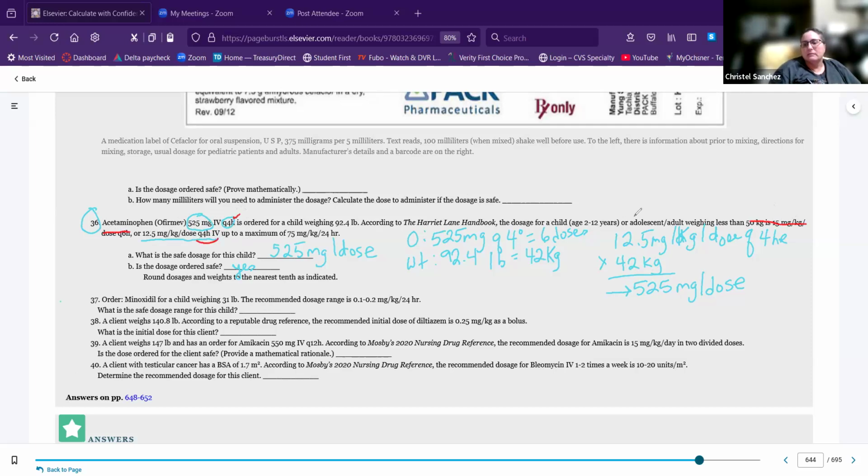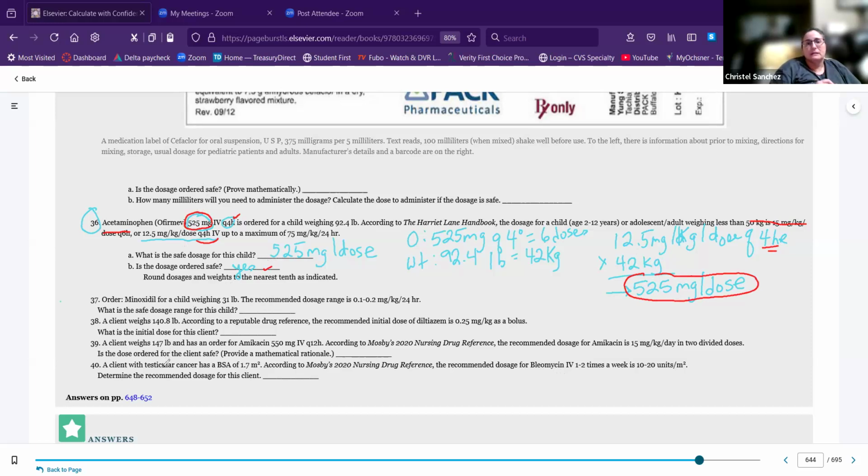So this is our Q4 hour range. We're going to multiply it by kilograms, and this is what we get that's safe for this patient per dose. Now, when I look at what was ordered, it's the same thing, right? 525 milligrams. So it is safe.